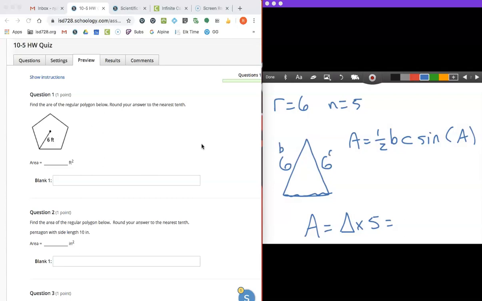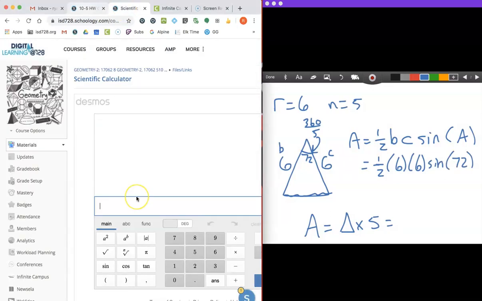I need the angle. To get that, I need to figure out the angle up top, 360 degrees divided by how many sides there are. So this time it's 72 degrees. 360 divided by 5 gives me that number there. So I'm going to plug this in: 1/2 bc, 6 and 6. It doesn't matter which one's b and which one's c. Sine of A, where A is 72. So I'm going to go to the calculator and punch that in.